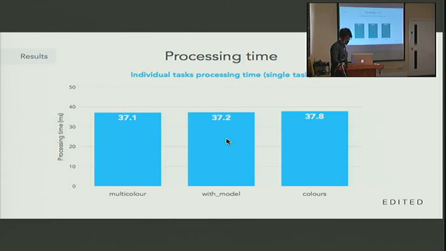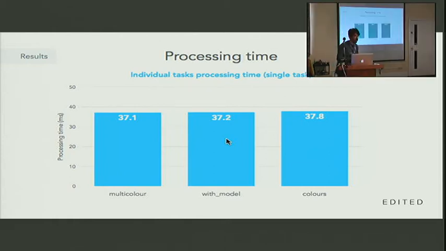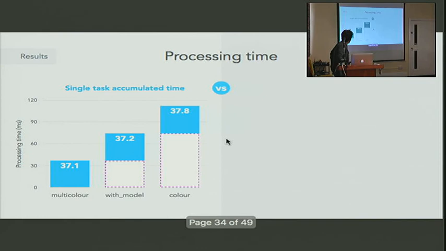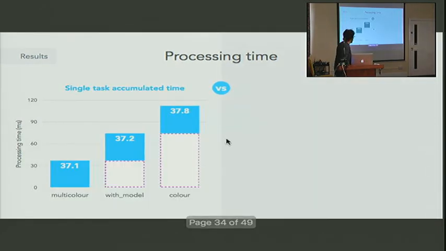And here are some of the results that I got. So if I do each one of these tasks individually as a single task classifier, each one of them takes around 37 milliseconds. But the truth is, if you want to do all of this, you need to count them sequentially if you're doing single task. So this ended up being almost 120 milliseconds.